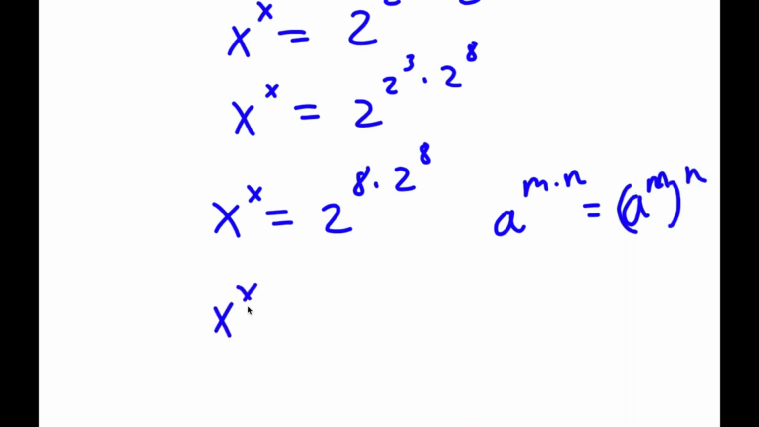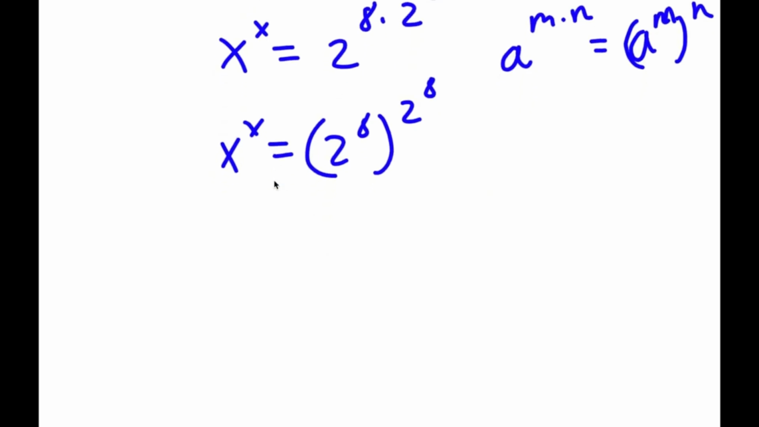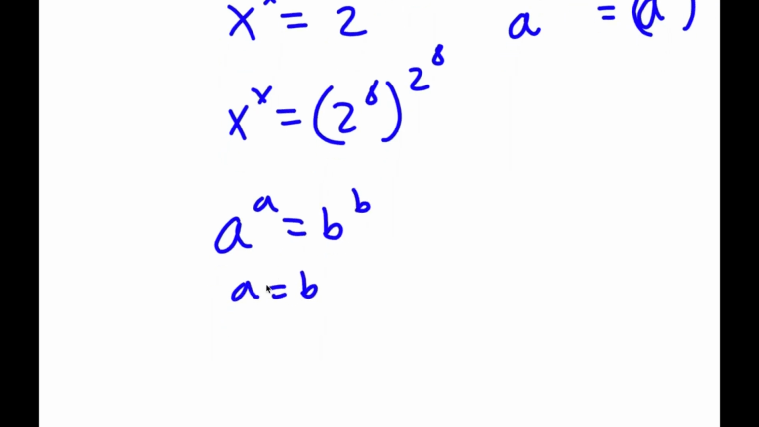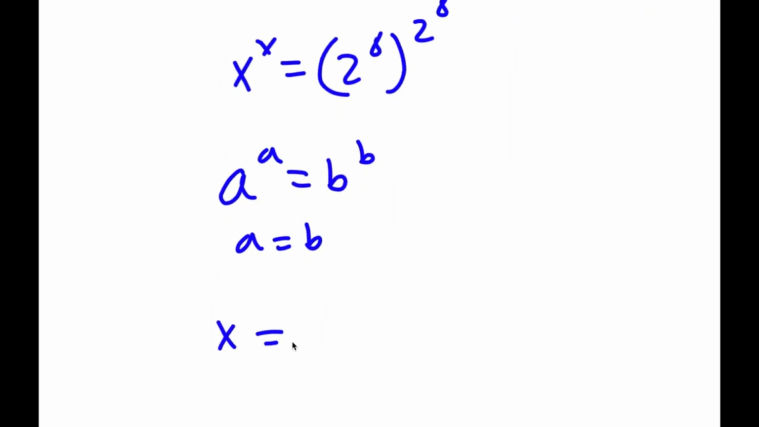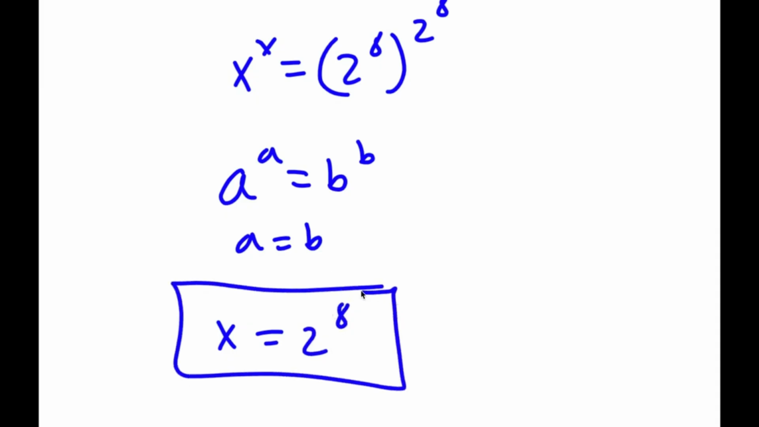So in this case, this can equal 2 to the power of 8 to the power of 2 to the power of 8. Now, if I have something in the form a to the power of a is equal to b to the power of b, then this means that a equals b. So in this case, x is equal to 2 to the power of 8. So this is my answer to this problem.